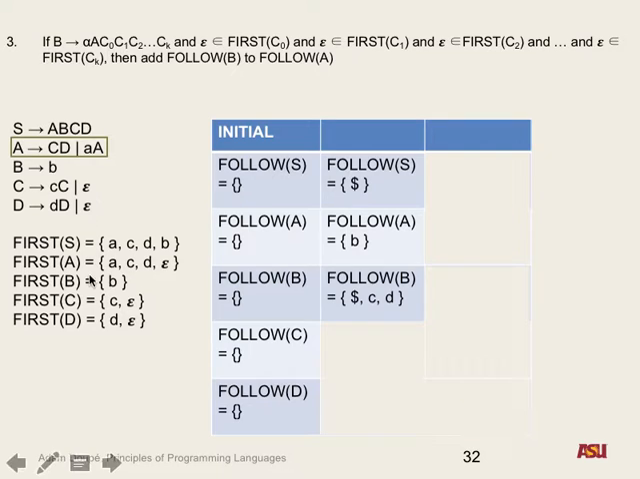Yeah, exactly. So that's an important thing about this rule, right? It doesn't say anything about first being in A here. It just says, hey, if there's epsilons in all the things that come after you, then you can add the follow of, in this case, B to the follow of A. Here, this means that if there's an epsilon in the first set of everything that comes after C to the end of that rule, and there's only D here, so that's the last one, there's an epsilon there. So then we can add the follow of A to the follow of C.